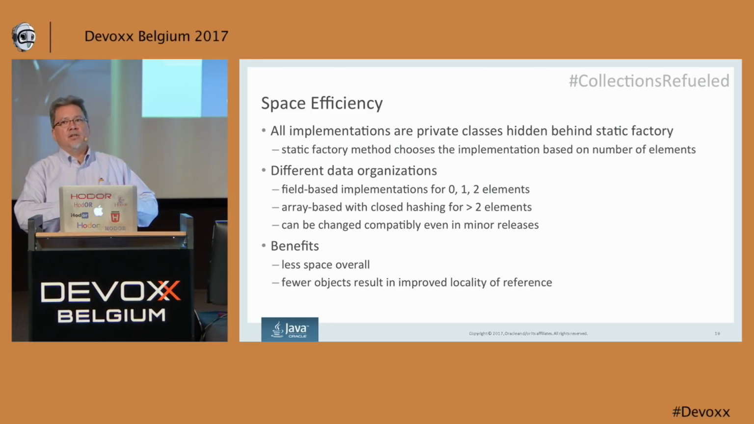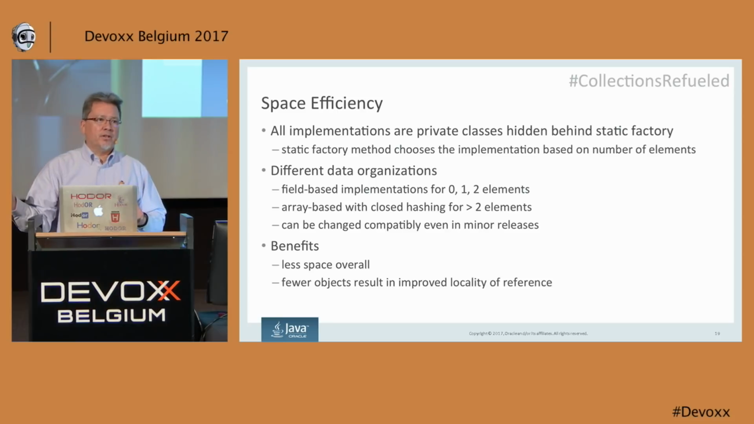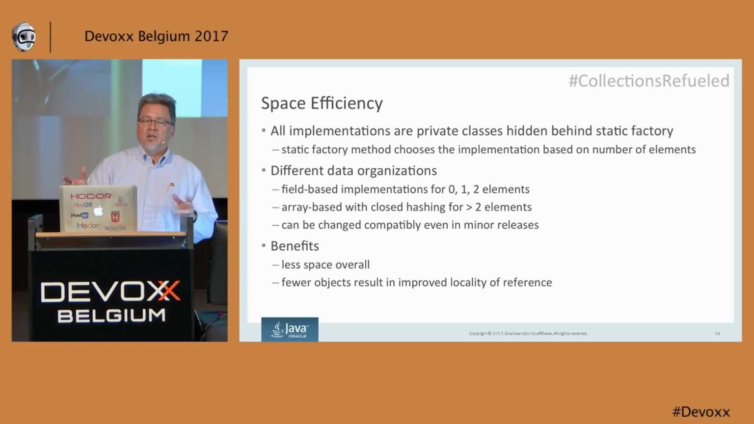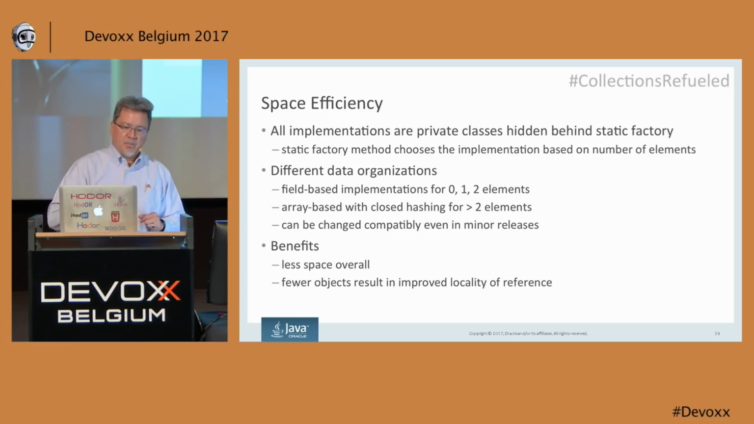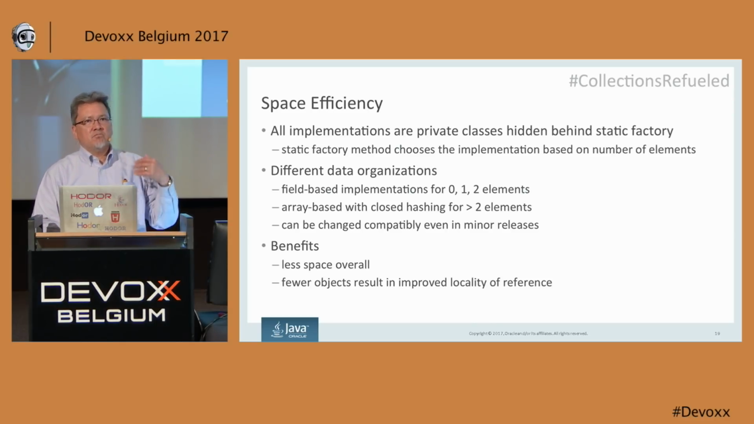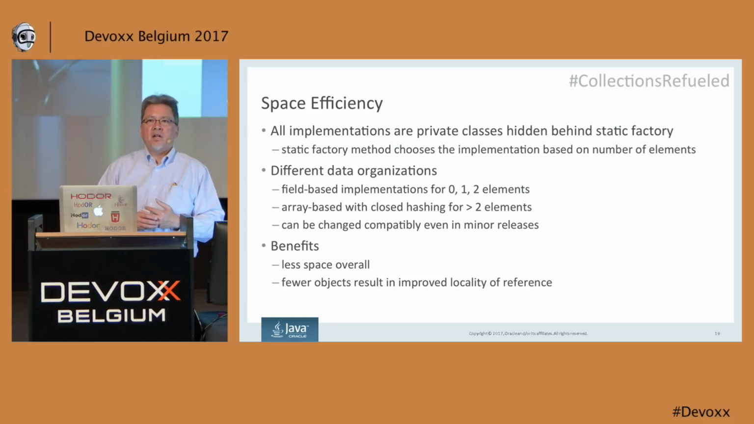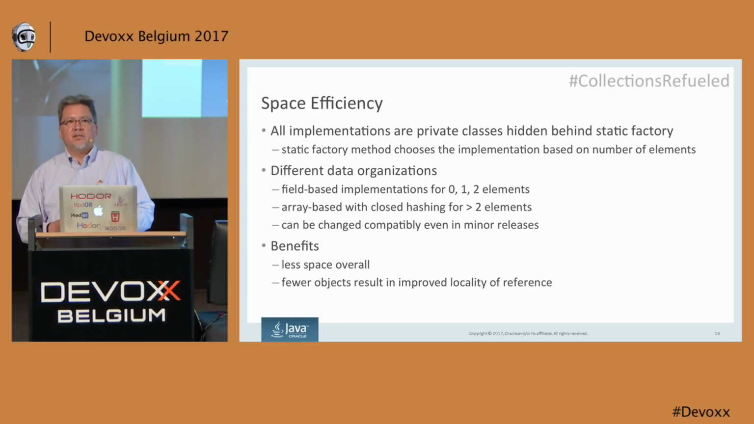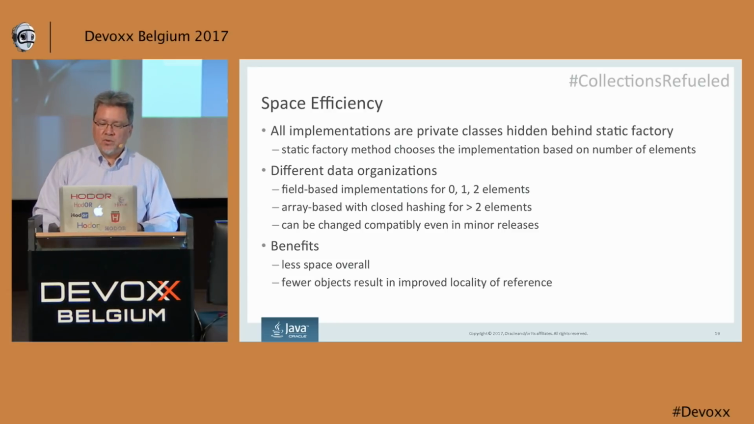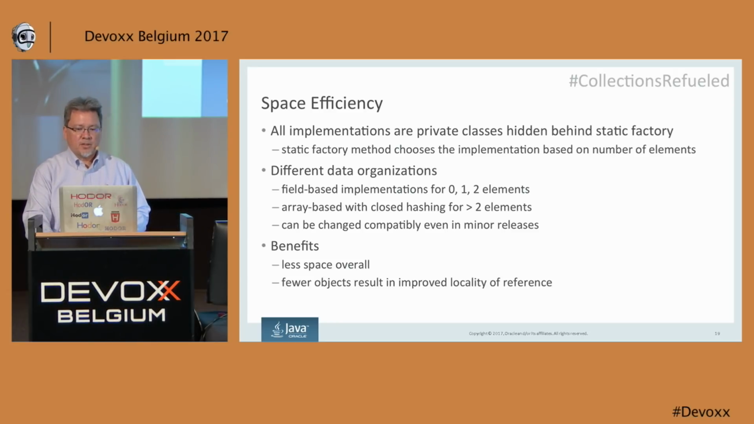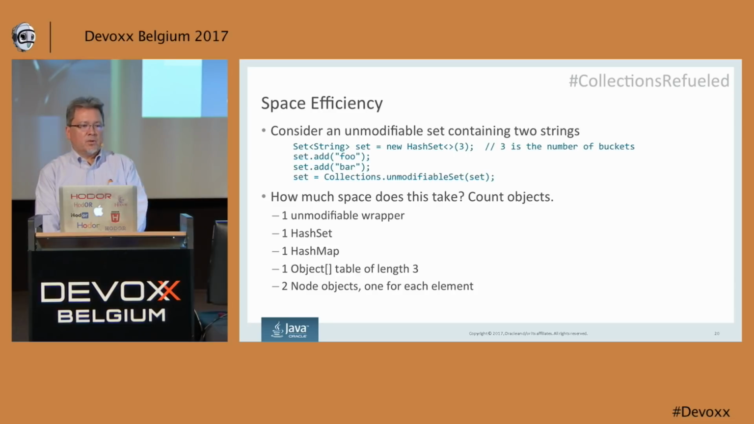Now, if you have a list, set, or map with a larger number of elements or mappings, then we do use internal arrays, but we have a different array organization. Anyway, the benefit is that overall there's less space consumed by these. They're not necessarily faster, but they're not as slow as you might expect, because the locality of reference is improved compared to hash map. All right, so let me run through a quick example of space efficiency concerns here.